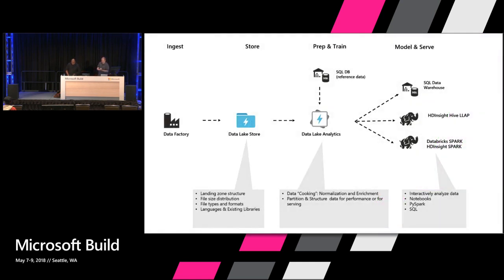Yeah, there we go. What you're seeing now is a very simplified diagram of probably the simplest way I can explain the pattern we're talking about. There's nothing vastly unique or different from what you've probably seen in previous presentations. We have an ingest phase, we store data in the lake, we prep and train and model and serve. And the unique things we're going to call out today are what happens at scale.